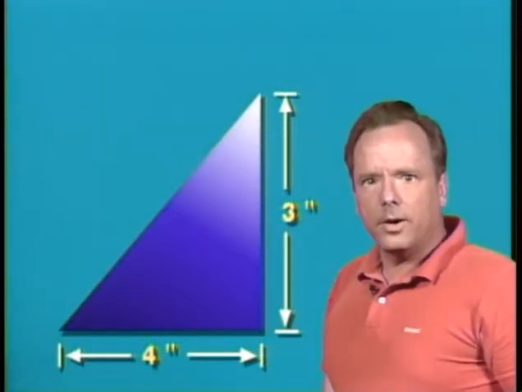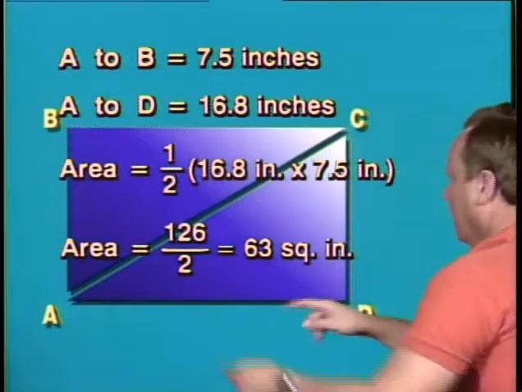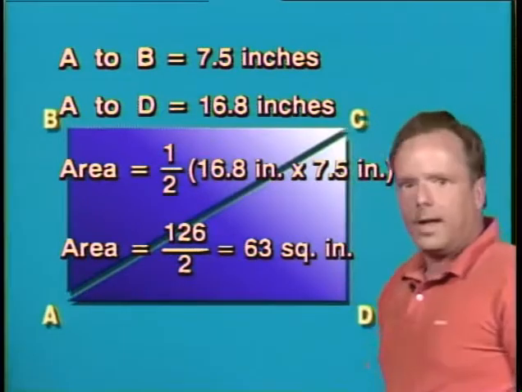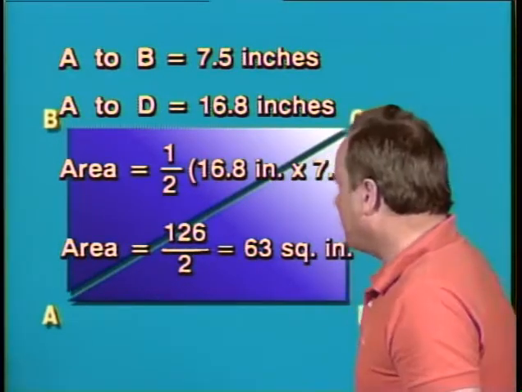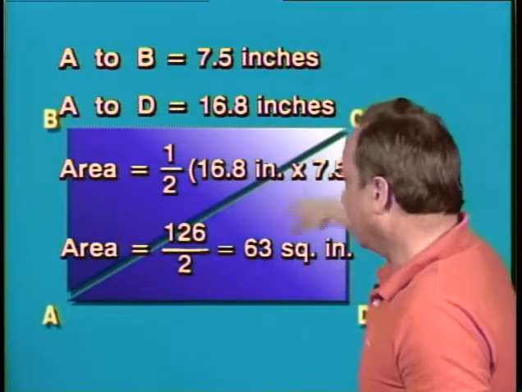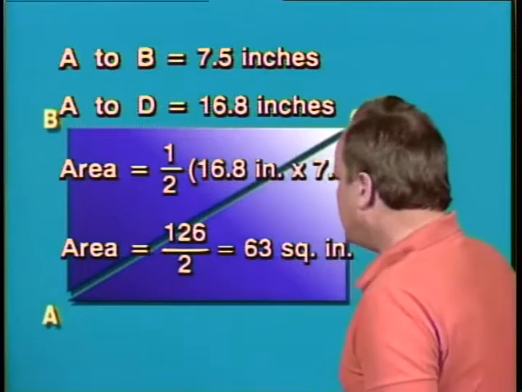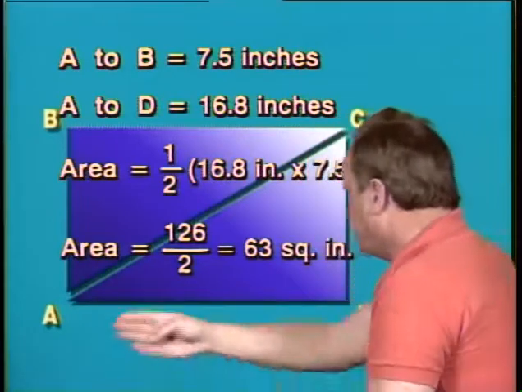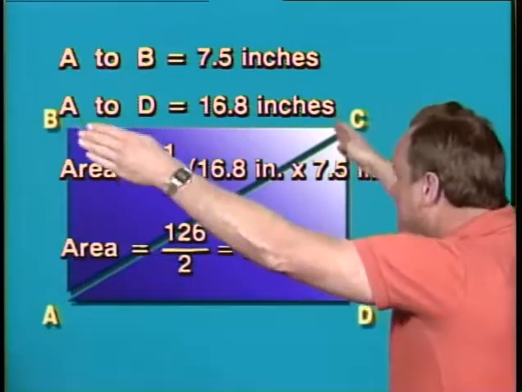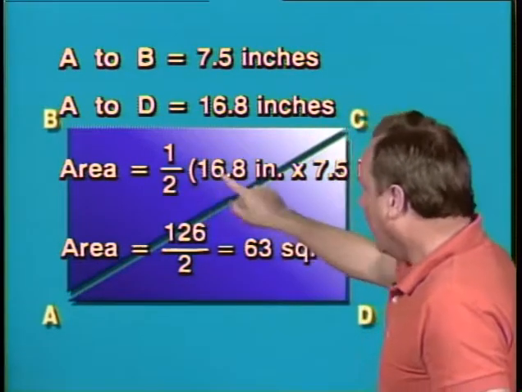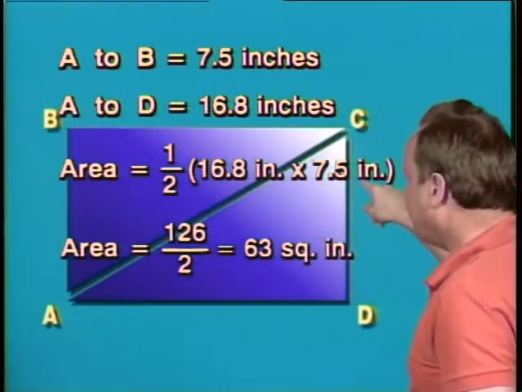All right, let's take a look at another one. They're going to say, all right, let's assume you have a triangle defined by points A, B, and C. I believe it is on the test, A, B, and C. That's this triangle up in here. And they give you the dimensions. A to B is 7.5 inches. So A to B up here is 7.5 inches. That's either the height or the length, however you want to do it. And the other dimension they tell you, A to D, and A to D down here is 16.8 inches. By the way, if A to D is 16.8 inches, B to C is also 16.8 inches. So all you have to do is take 1/2 of 16.8 times 7.5 and see what you get.